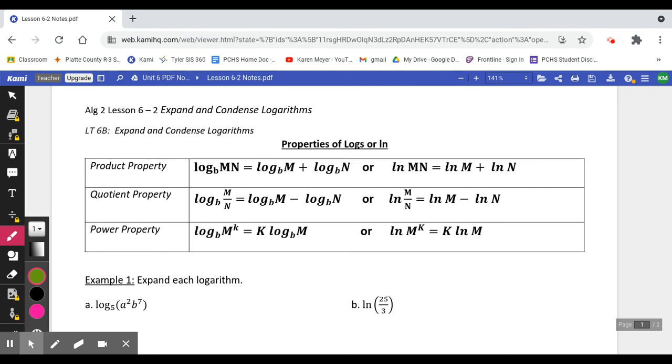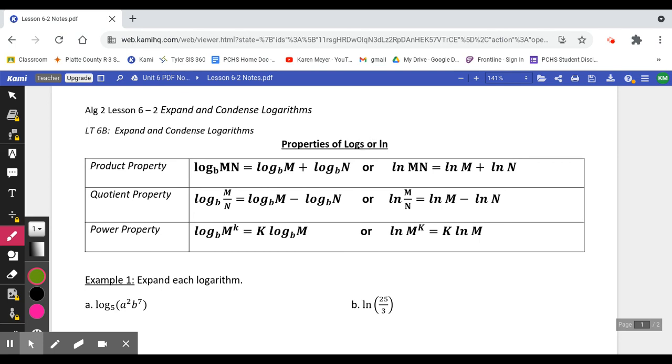Right. Today we're going to talk about how to expand and condense logs or LNs. The reason we're going to expand or condense is because eventually we'll be moving into solving. And then when you're solving, sometimes you will have to do this as well. So the first thing you have to know is we have three properties that will involve us being able to expand or condense. And the properties, you can read them forward if you want to expand, and you can read it backwards if you want to condense.